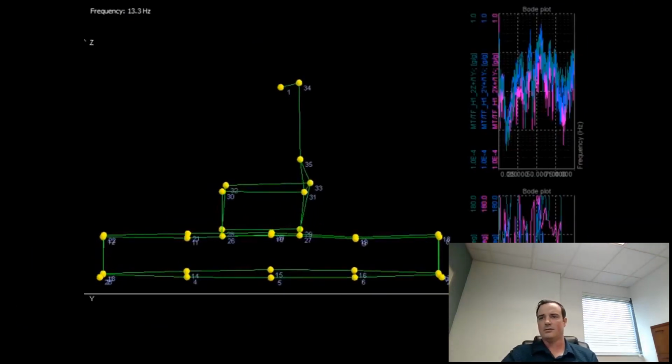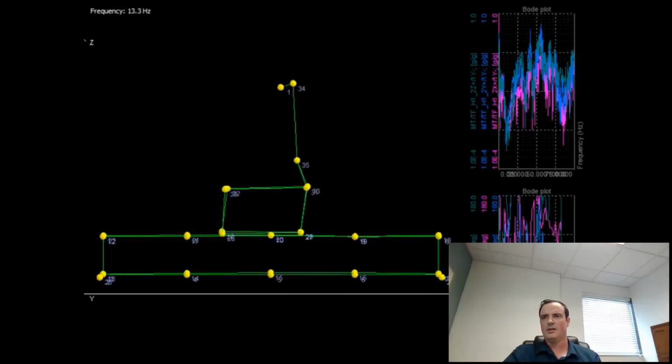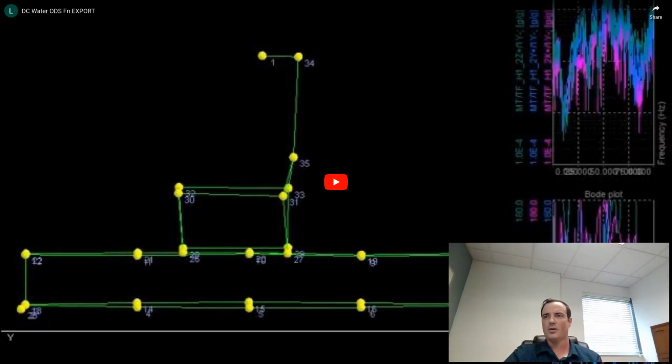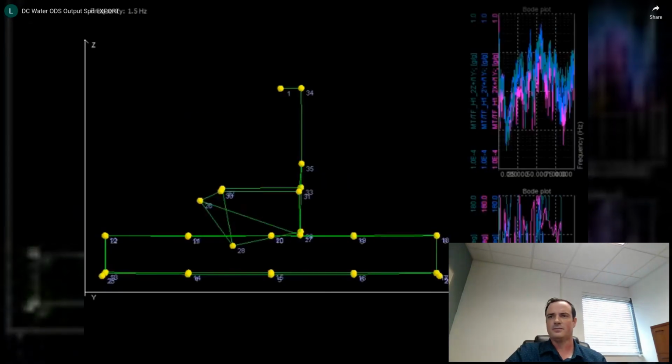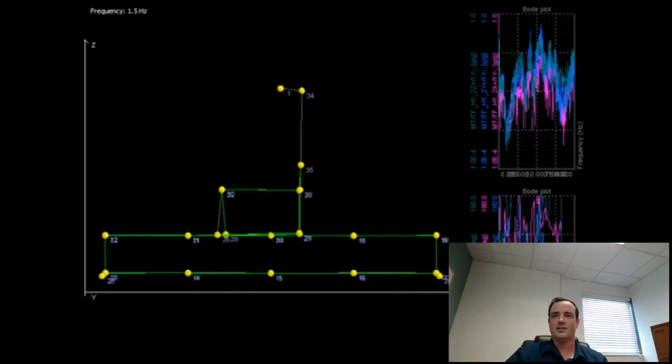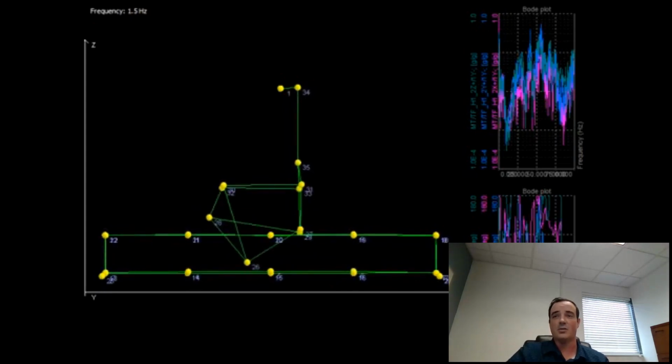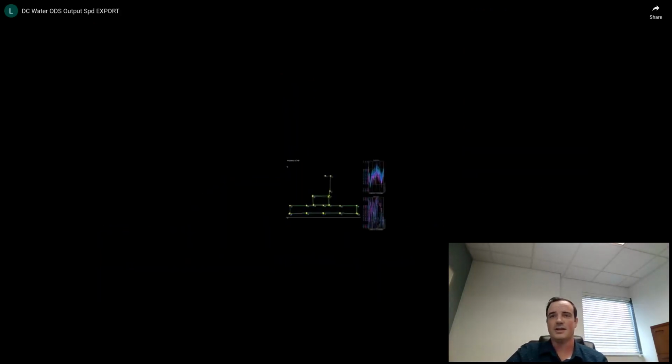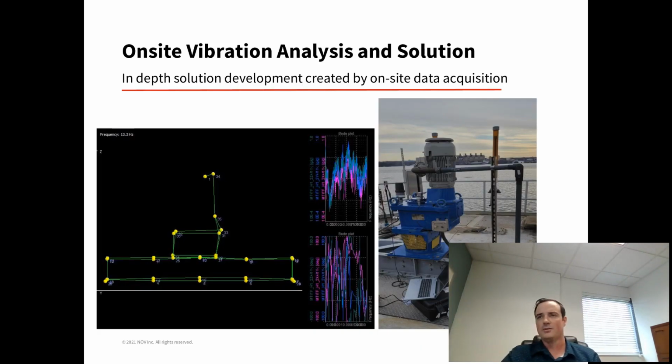Now, another thing that I want to show you is an example of why it's important to look at your data. Now, this is actually good data, but what we found as we were working through and testing this piece of equipment was bolts were actually working loose.